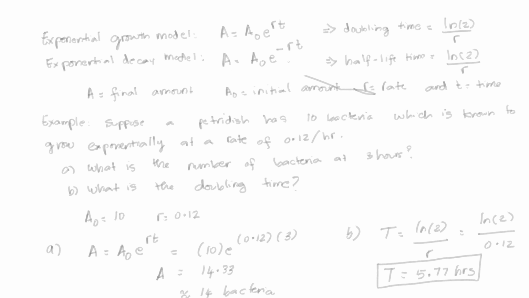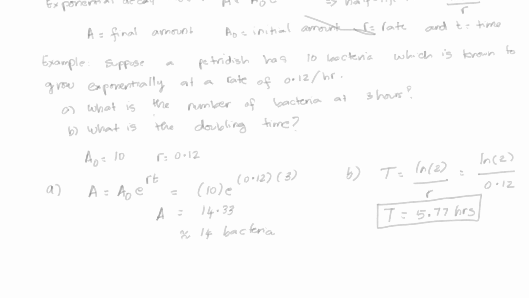So with the growth model, an important quantity is the doubling time, which is given by the simple formula natural logarithm of 2 divided by r. The half-life time has the same formula, interestingly. So here's an example. Suppose a petri dish has 10 bacteria, which is known to grow exponentially at a rate of 0.12 per hour. What is the number of bacteria at 3 hours? What is the doubling time?